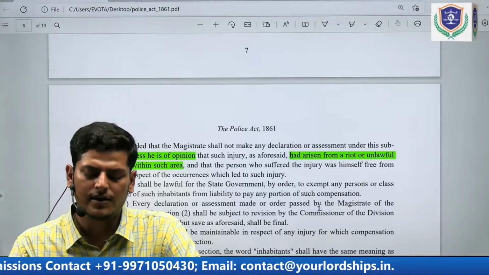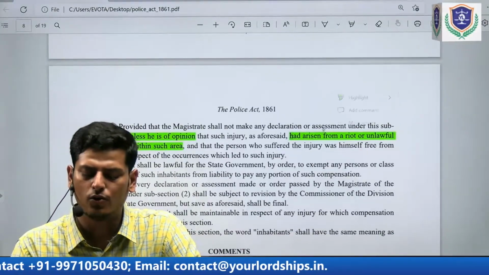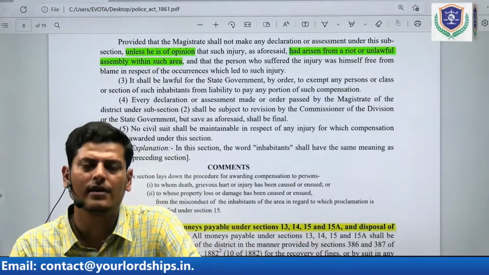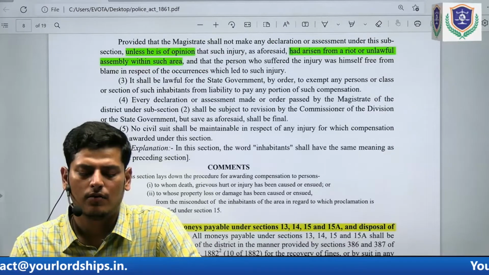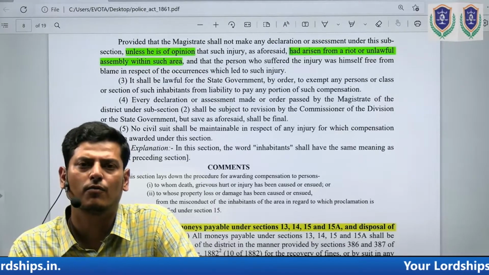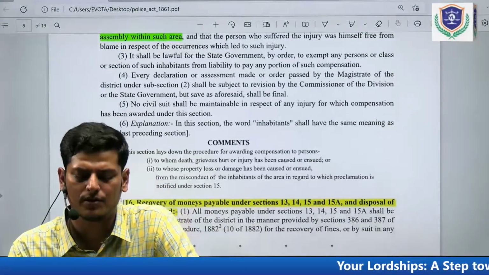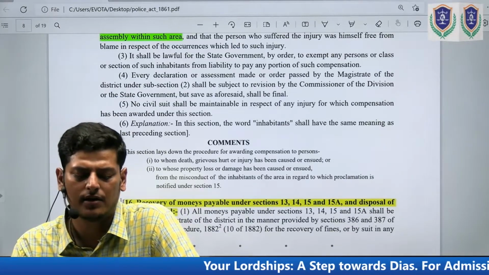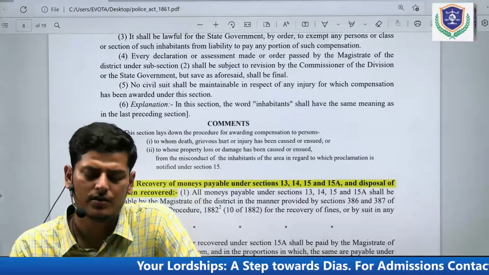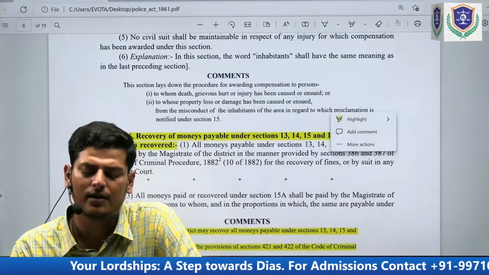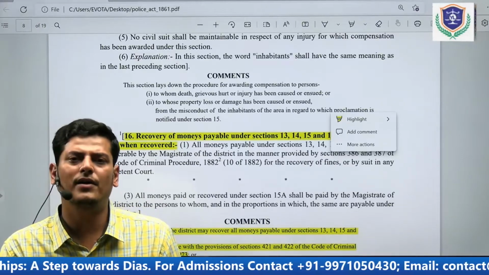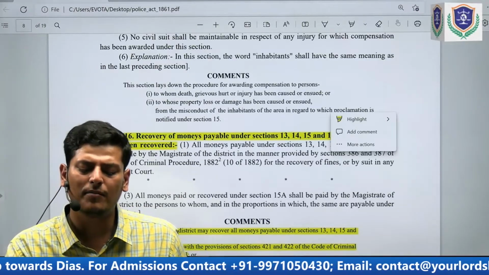Okay, it shall be lawful for the state government by order to exempt any person, again, exemption can be made, or any class of person, from such liability to pay the compensation. Every declaration or assessment made or order passed by the magistrate shall be subject to revision. No civil suit shall be maintainable in respect of any injury, and so on. Inhabitants की meaning same है. So 15A हमने देख लिया.